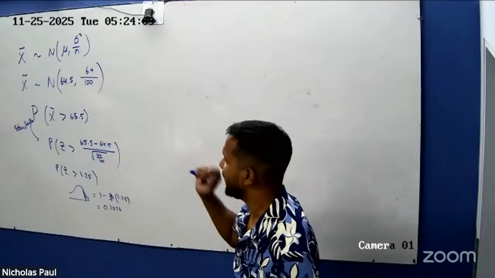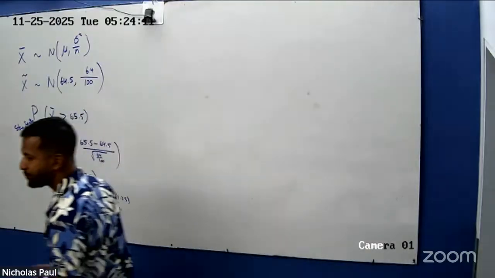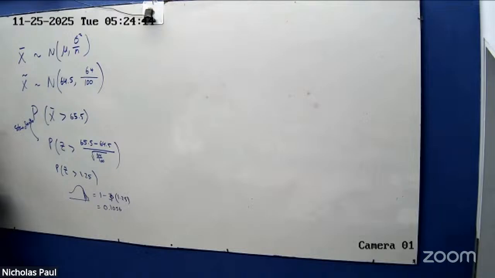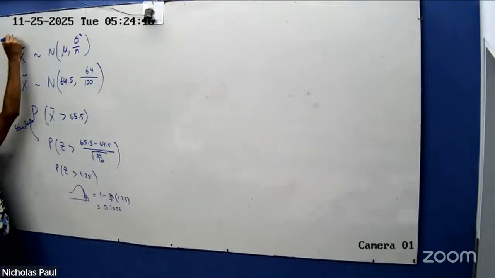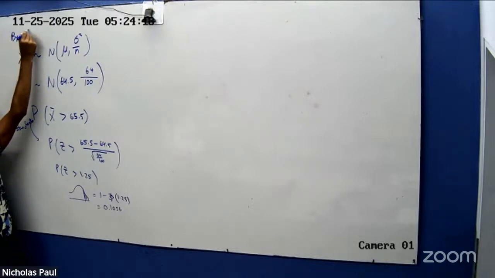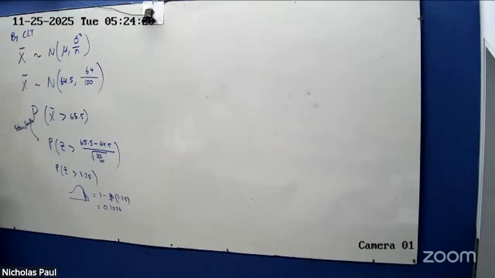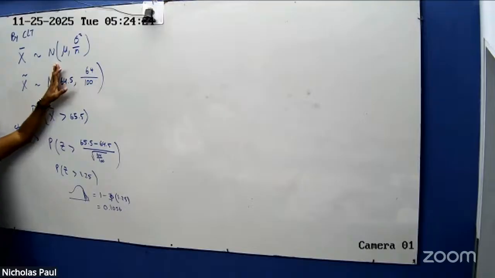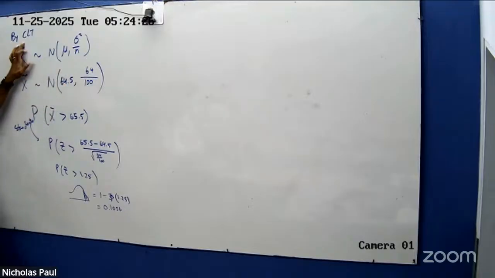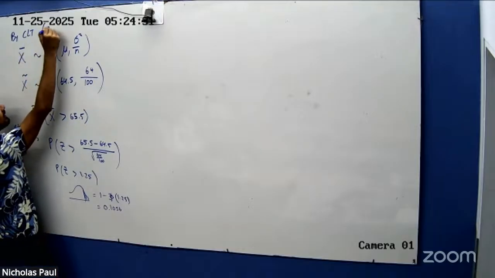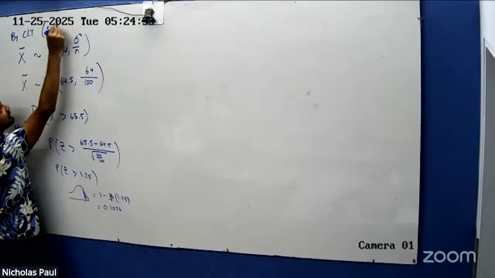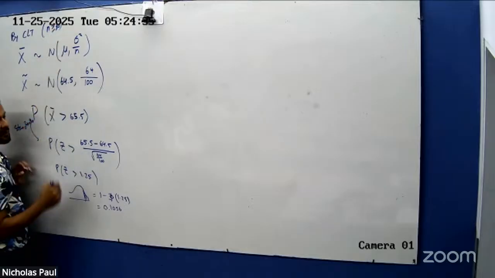Oh gosh, I left something out. What did I leave out? By the central limit theorem. Without stating the theorem, you cannot use this. So you have to state by the central limit theorem, this will happen, and you can put in brackets, n is more than or equal to 30.